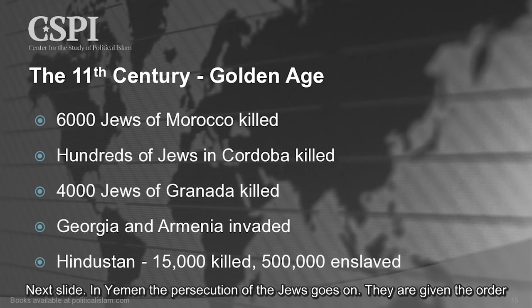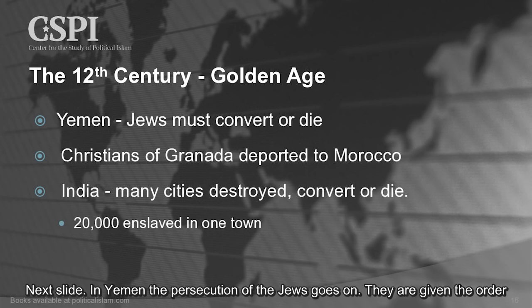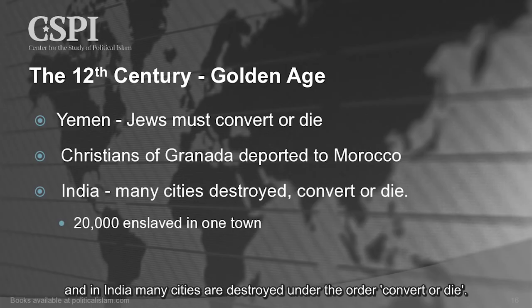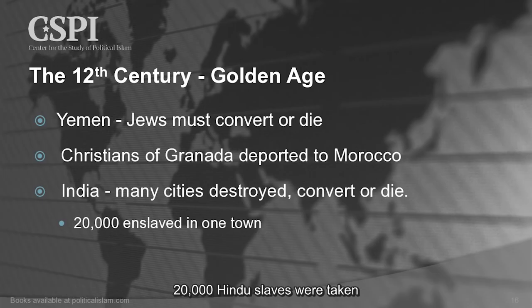Next slide. In Yemen, the persecution of the Jews goes on. They're given the order, convert or die. The Christians of Granada are deported to Morocco. And in India, many cities are destroyed under the order, convert or die. 20,000 Hindu slaves were taken in one town.